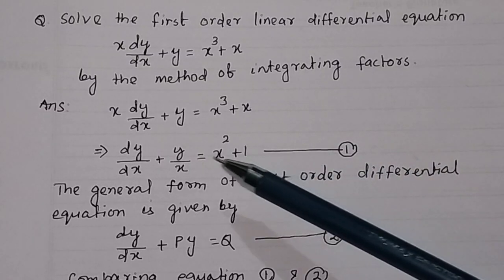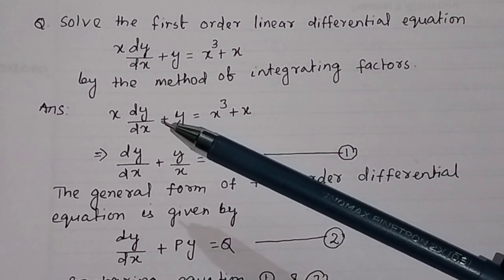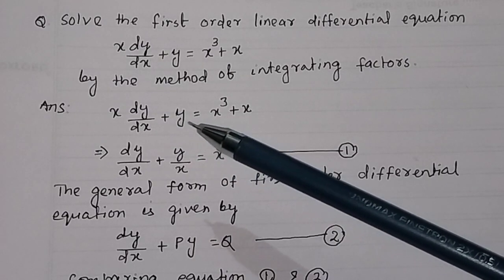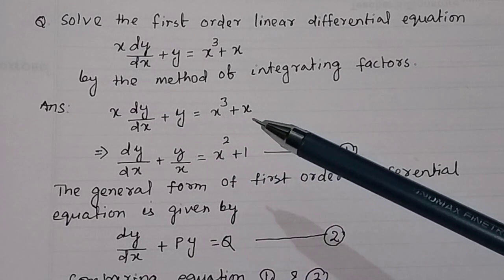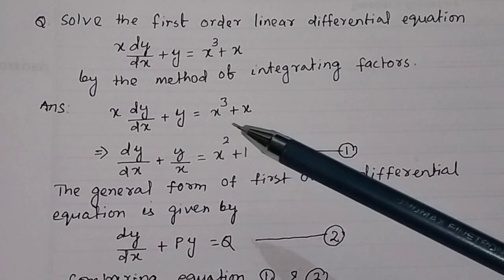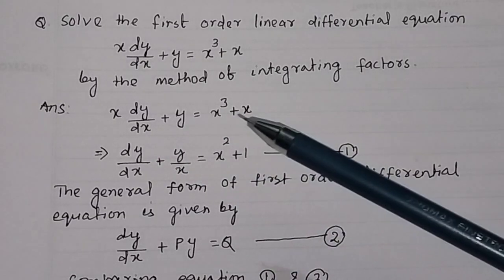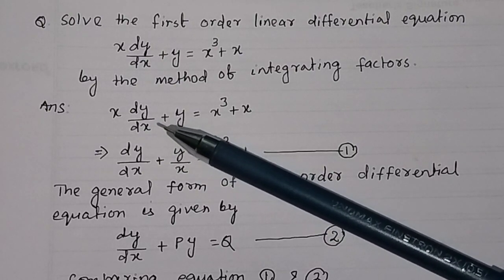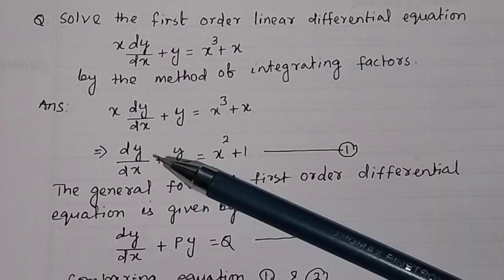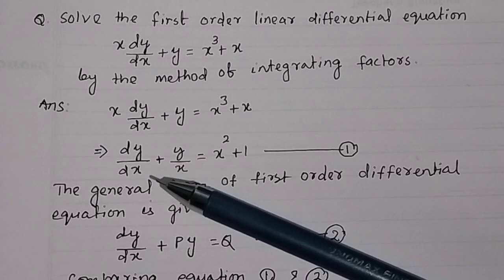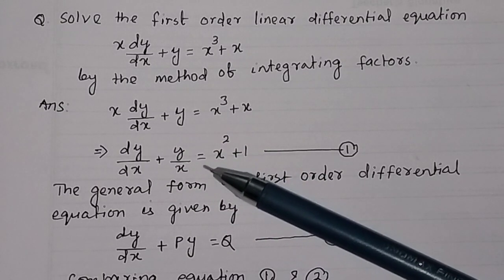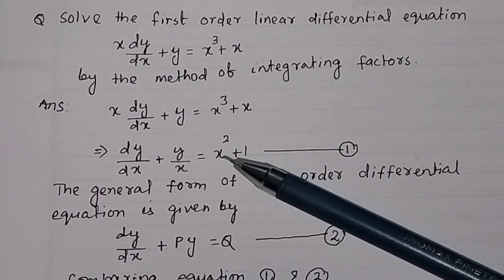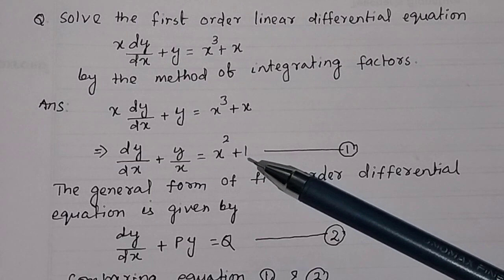So the given equation is x into dy by dx, or derivative of y with respect to x, plus y, that is equal to x cube plus x. So you simplify it, you divide x on both the sides. So in the left hand side, this will be equal to the first derivative of y with respect to x plus y divided by x, and the right hand side, if you divide by x, then this will be equal to x square plus 1.